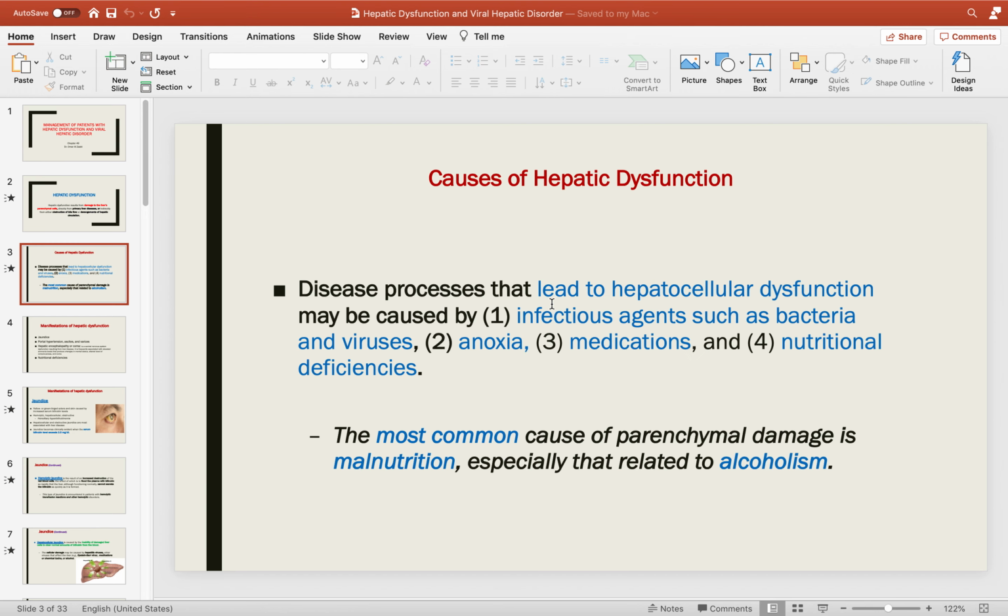Causes of hepatic dysfunction: a disease process that leads to hepatocellular dysfunction may be because of infectious agents such as bacteria or virus, anoxia, hypoxia, or certain types of medication, and nutritional deficiency. You have to know that the most common cause of parenchymal damage is malnutrition, especially that related to alcoholism. So it's very important to know that a patient with alcoholism is more likely to develop hepatic dysfunction.